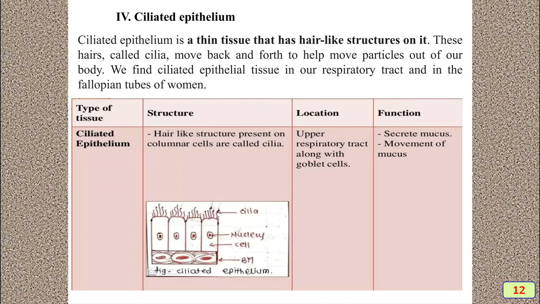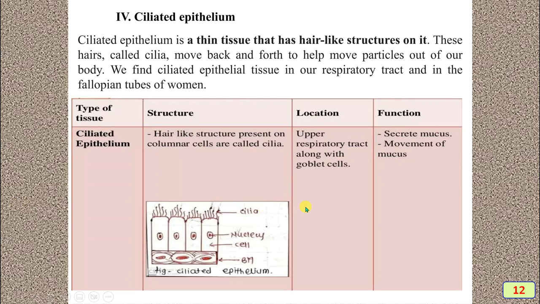Whereas the next cells are the ciliated epithelial cells, a thin tissue that has hair-like structures on it. These are very specialized cells, and these hairs are called cilia, which move back and forth to help move particles in our body. We find ciliated epithelial tissue in our respiratory tract and the fallopian tubes of a woman or an animal, because this is very much required for the movement of both the ovum and the spermatozoa.